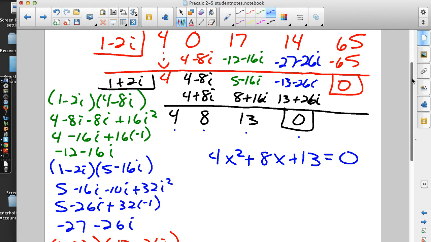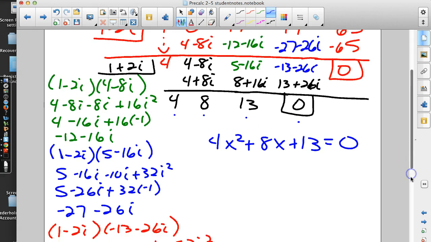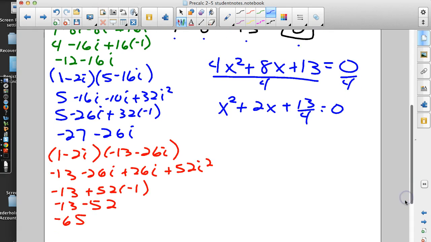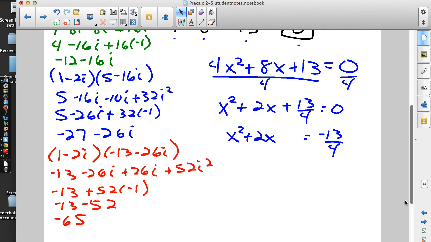Okay. All right, so now, this is a quadratic. We can use completing the square to get this one. It's actually not going to be too obnoxious. We're just going to go ahead and divide by 4 because we know you have to complete the square when there's a 1 in front of the x squared. We'll move our little 13/4 over. And we will complete the square.